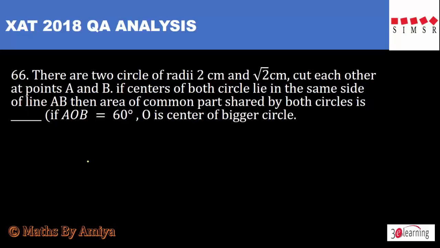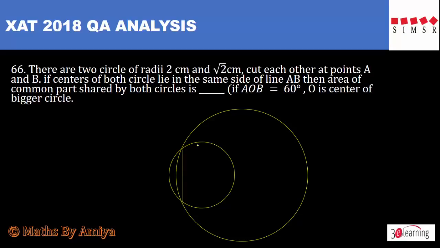Okay. 66 is again one of the best questions, which is nothing but geometry. I would say please pause the video, read the question and draw the figure. The figure of this question is something like this. We have a bigger circle of center O, with chord AB, and we need to find the common area.